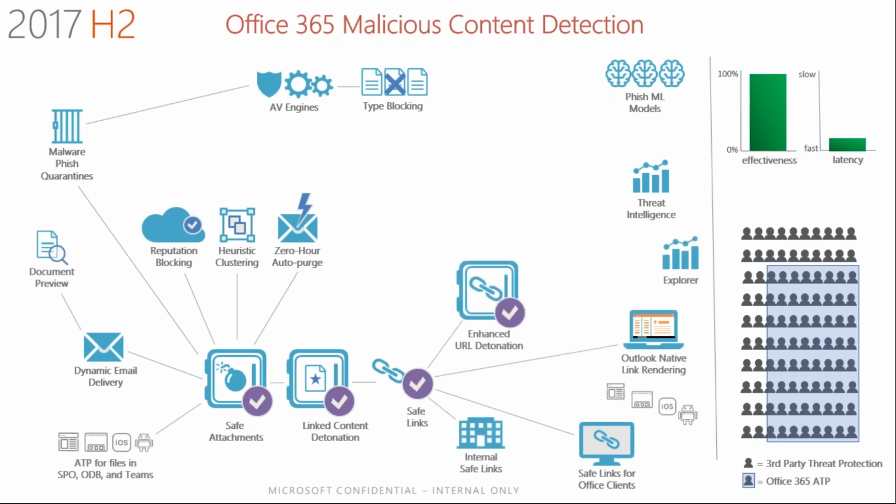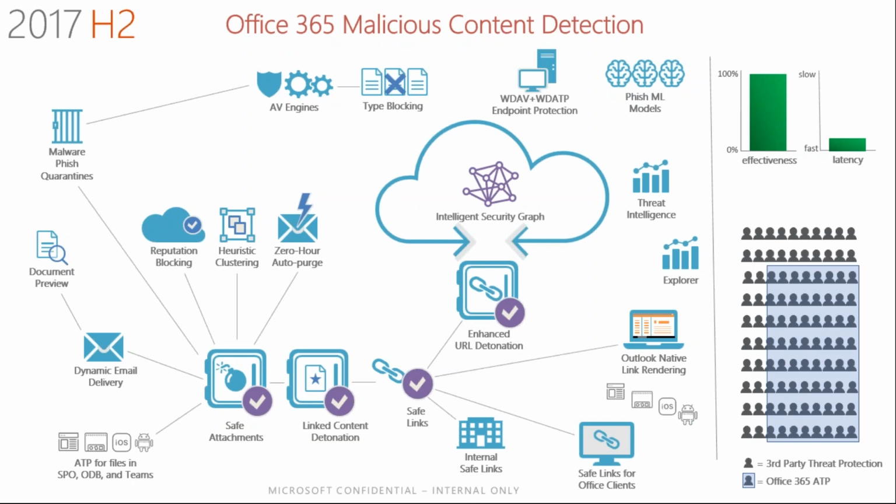And then in 2017 H2 is when they built ATP, and as I said before, ATP was introduced for SharePoint Online, OneDrive for Business, and Microsoft Teams. In addition to that, recently with the Microsoft Intelligent Security Graph, they started incorporating this even with Windows Defender AV protection, with advanced threat protection.